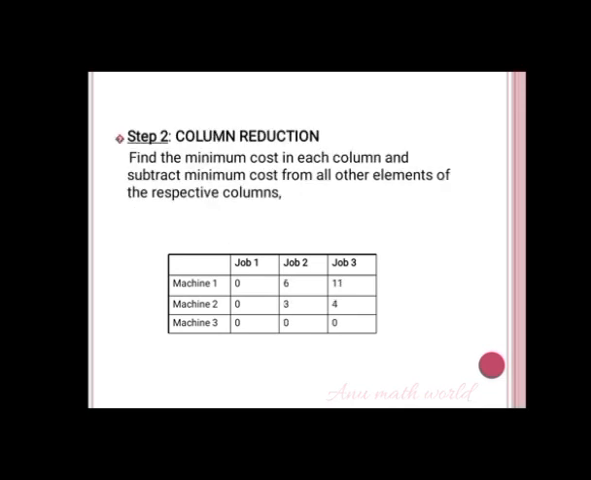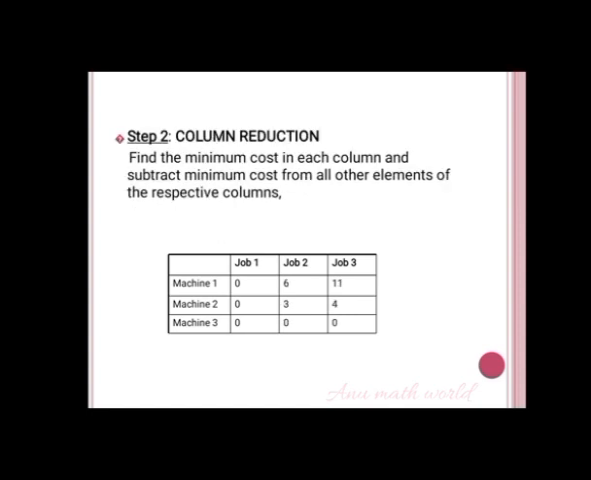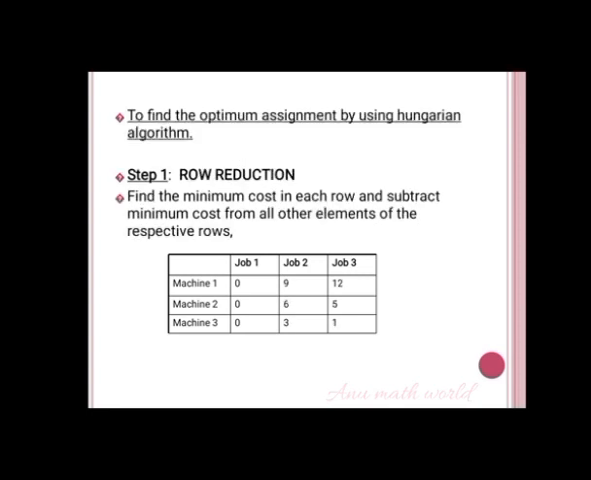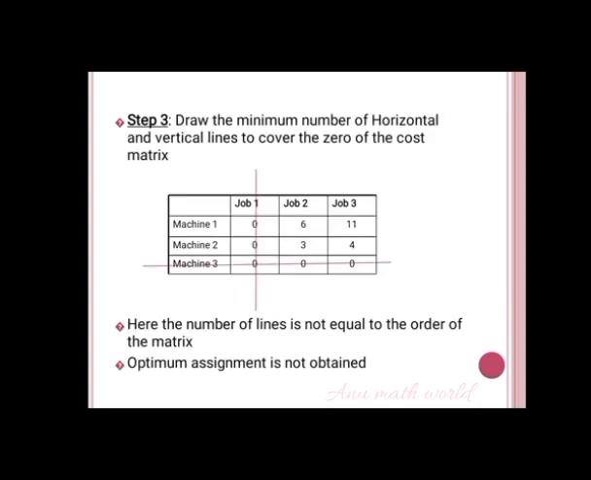In step 2, we have to reduce the column values. Find the minimum cost in each column and subtract the minimum cost from all other elements of the respective columns. In the first column, 0 is the minimum value, so we subtract 0. In the second column, 3 is the minimum value, so we subtract 3. The result is 6, 3, 0. In the third column, the minimum value is 1, so we subtract 1. The result is 11, 4, 0. Then we move on.